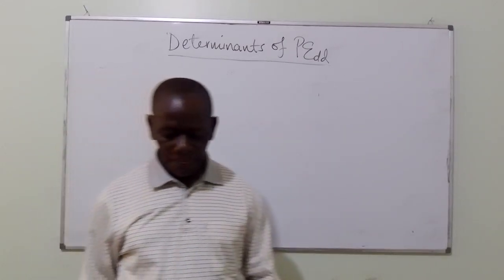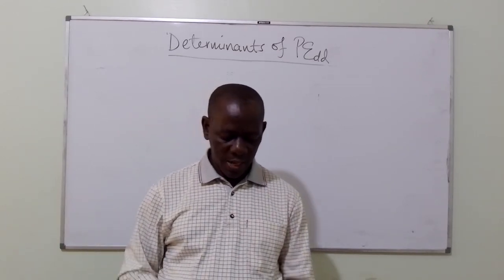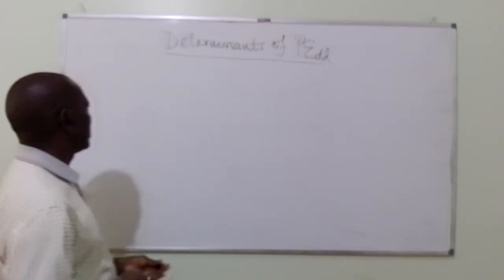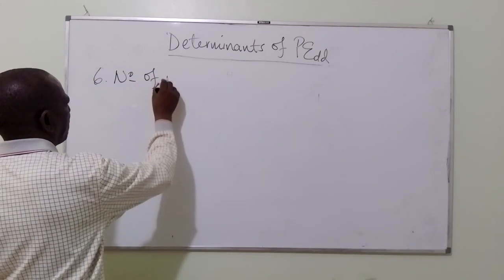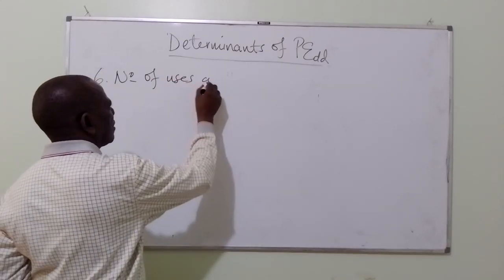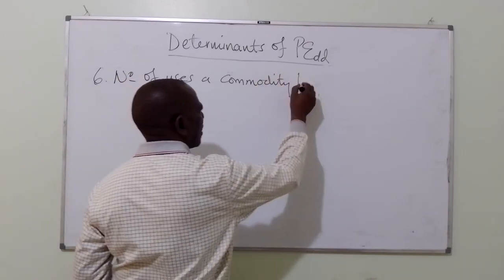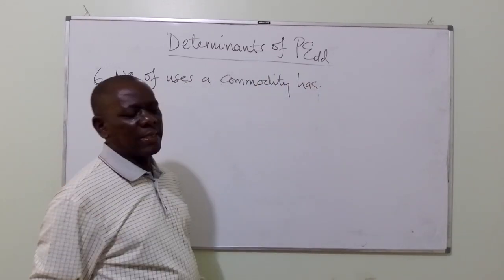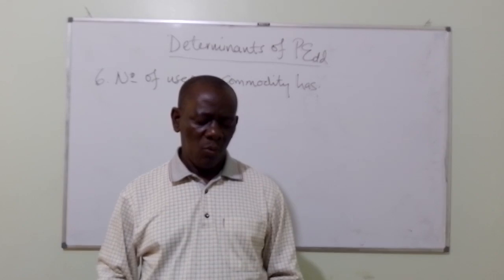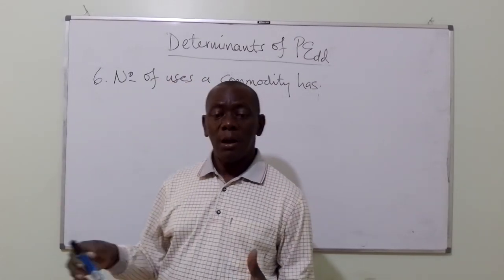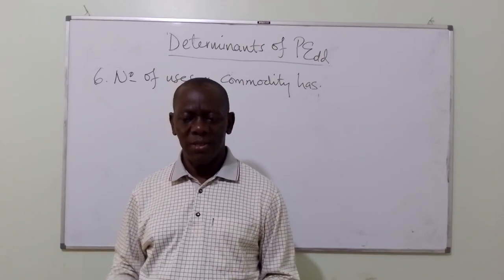Then another factor, that is the number of uses a commodity has. Number 6 is number of uses a commodity has. That is another factor that will determine the price elasticity of demand. How much do you use this product?